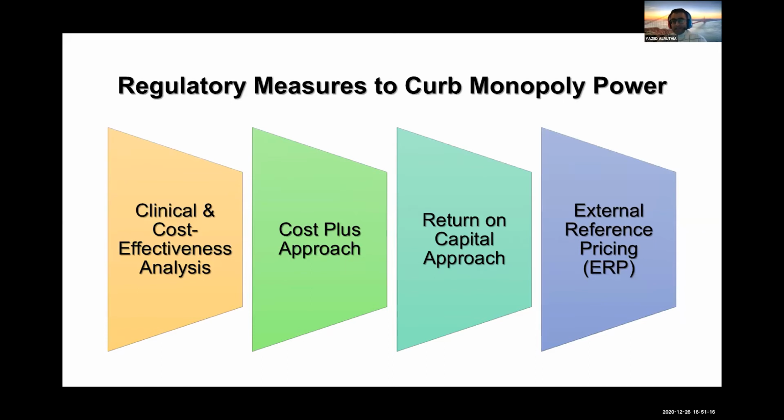And lastly is external reference pricing, which is widely used globally, even in European countries that pride themselves in using health technology assessment techniques. They still use ERB very widely.